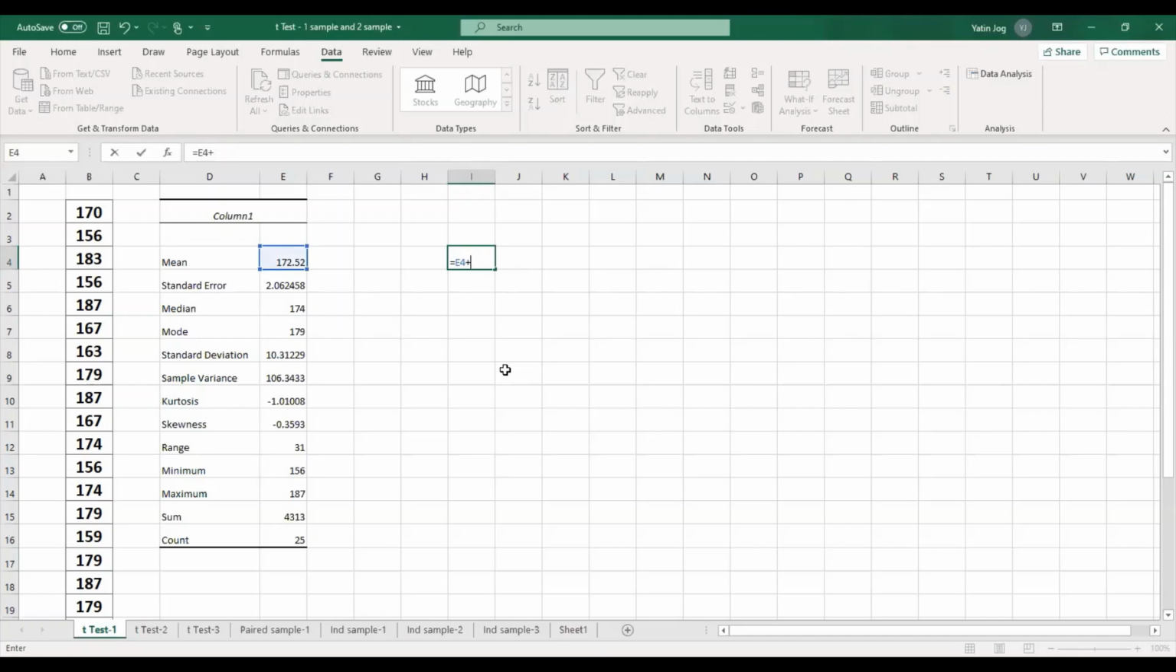So I'll say 1.96 into the standard error. Standard error is this. So that is the upper value of my confidence interval. Similarly, I have to calculate mean minus 1.96, which is the constant, into standard error. So this becomes my interval, 168.47 to 176.56. This becomes my confidence interval of 95%. Have you got the same values?